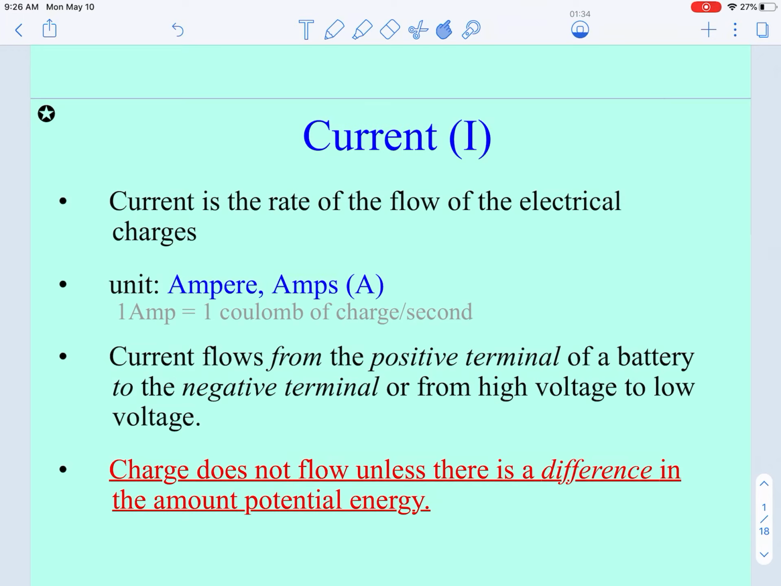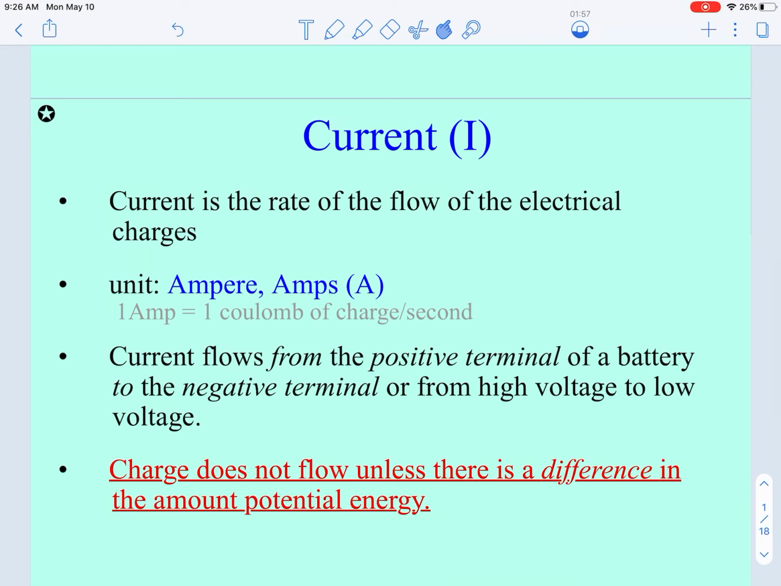The unit for current is an ampere, which we normally just say amps for short. And then we will represent this with a capital A if we're using a single letter for our unit. You can see in gray that it is explaining that an amp is equivalent to 1 coulomb of charge per second, and we'll talk about what that means a little bit more as we go through the lesson today.